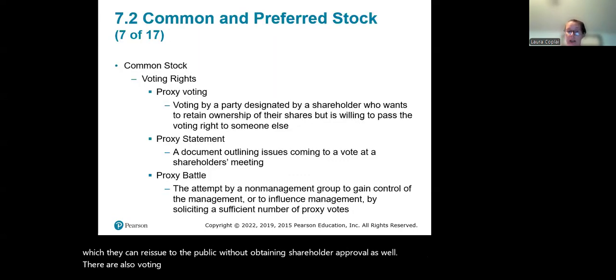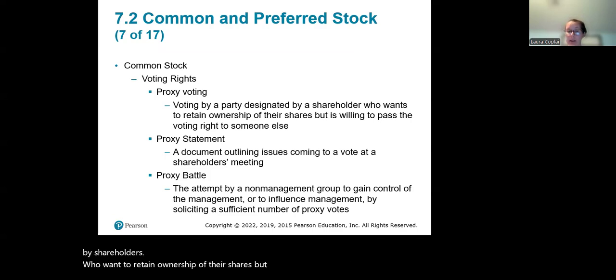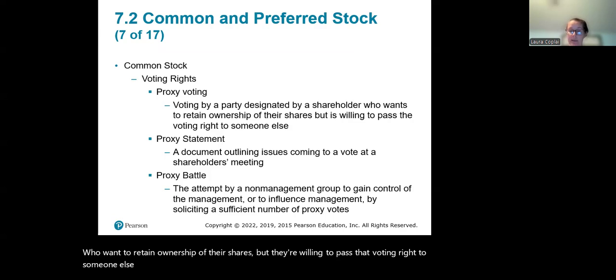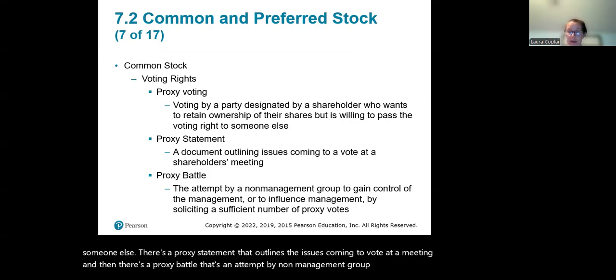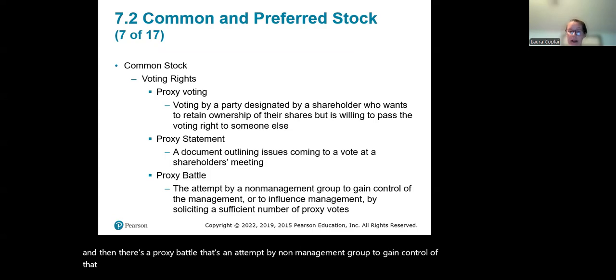There are also voting rights. So there's proxy voting. This is voting by a party designated by shareholders who want to retain ownership of their shares, but are willing to pass that voting right to someone else. There's a proxy statement that outlines the issues coming to vote at a meeting. And then there's a proxy battle. That's an attempt by a non-management group to gain control of or influence management by soliciting a number of proxy votes.